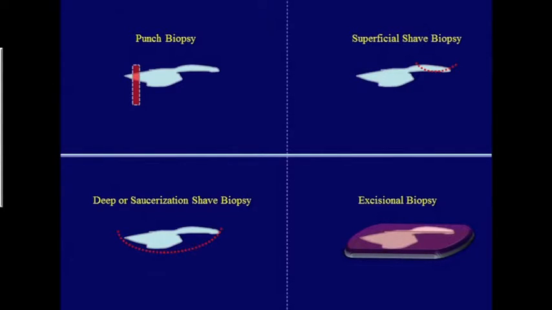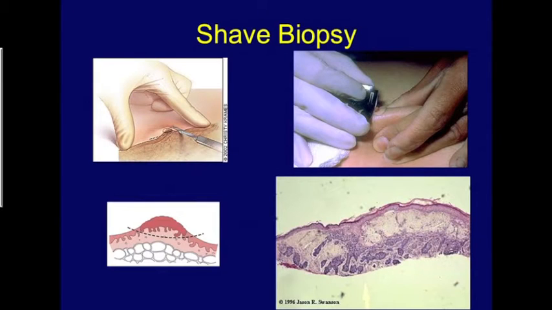Let's just say superficial on the top of your right hand side. A deep saucerization shave biopsy, you see it's attempting to take everything out with a very deep shave, and then the excisional biopsy where it's actually removing the whole amount, or removing the total lesion.